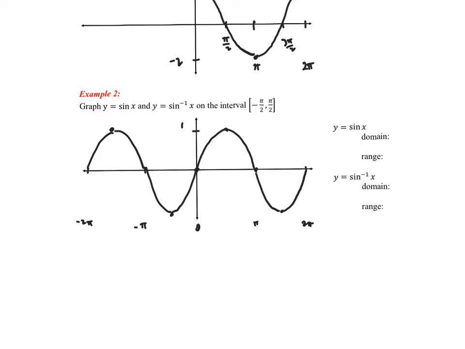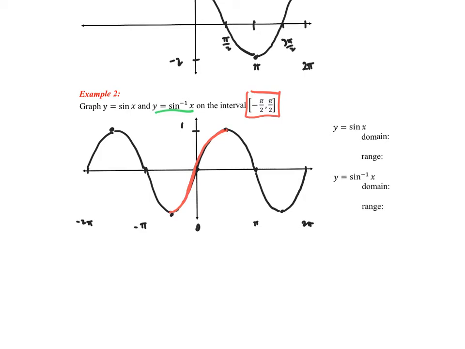It doesn't, all right? So we have to restrict it, and that's why we're restricting it from negative pi over 2 to pi over 2. So we're going to restrict it simply to this portion of the graph, and the reason why is because now it would pass the horizontal line test so that its inverse, which will be inverse sine of x, will pass the vertical line test.